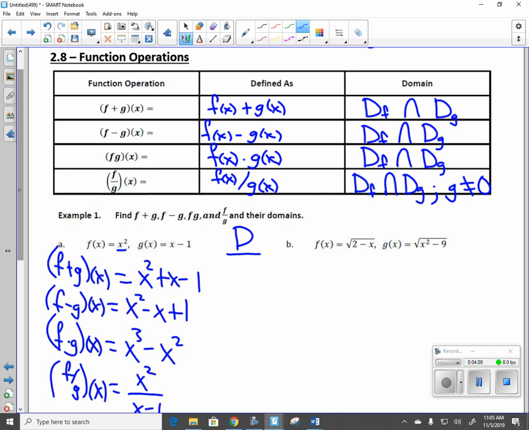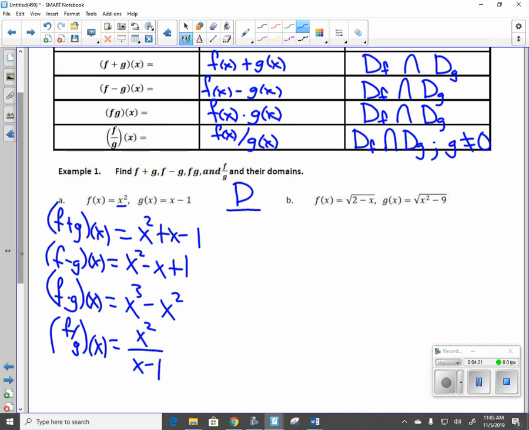Why do you think that last one says that g cannot be equal to 0? Can't have 0 in the denominator. Very good. So, if we want to identify the domain of these functions, we look at the original. F of x is x squared. And we think of that domain. What's the domain of a parabola? Negative infinity to infinity. All real numbers. What is the domain of x minus 1? All real numbers. What is the overlap between all real numbers and all real numbers? All real numbers. Therefore, the domain is negative infinity to infinity for the first 3.